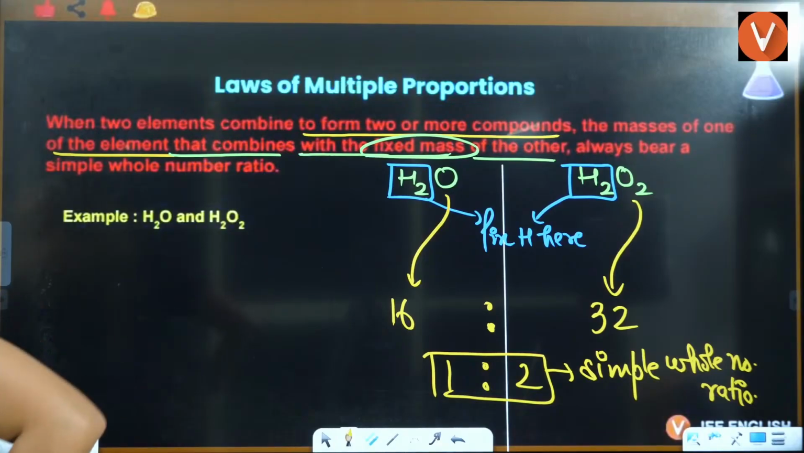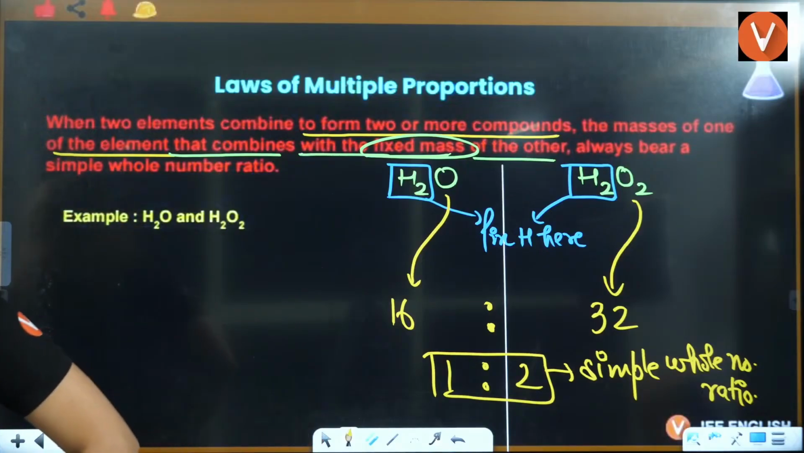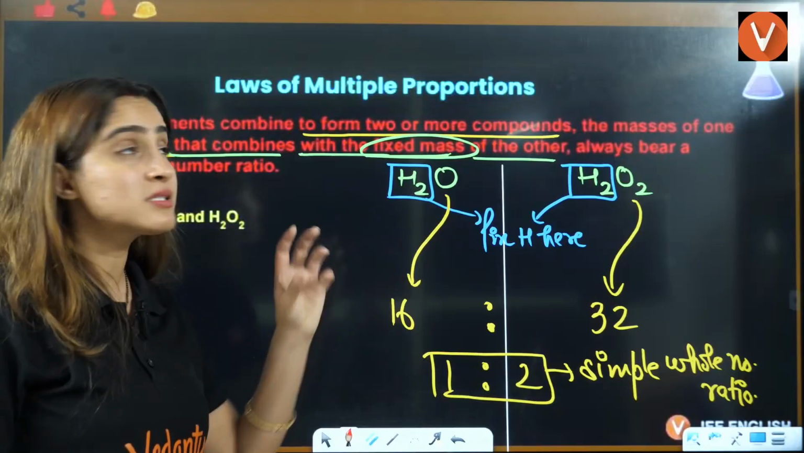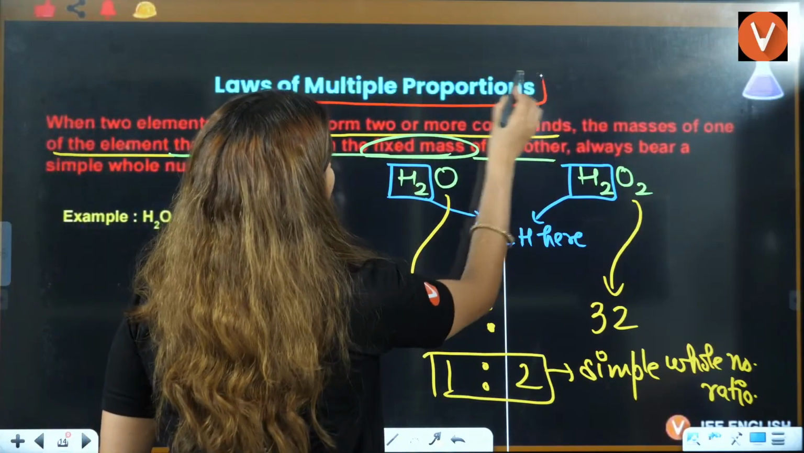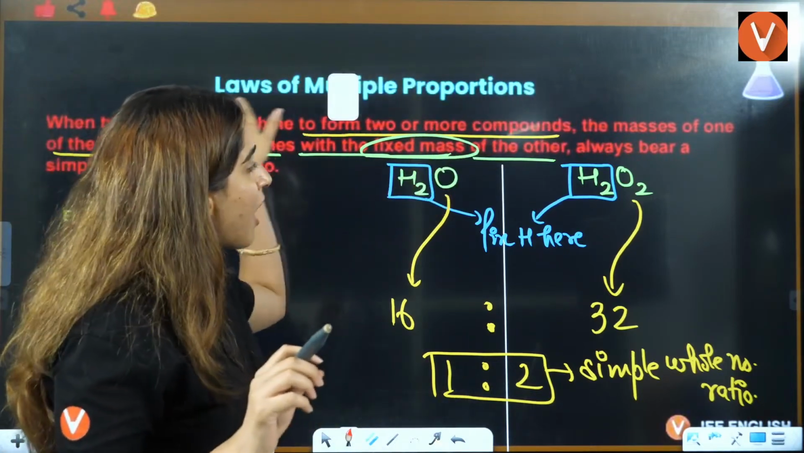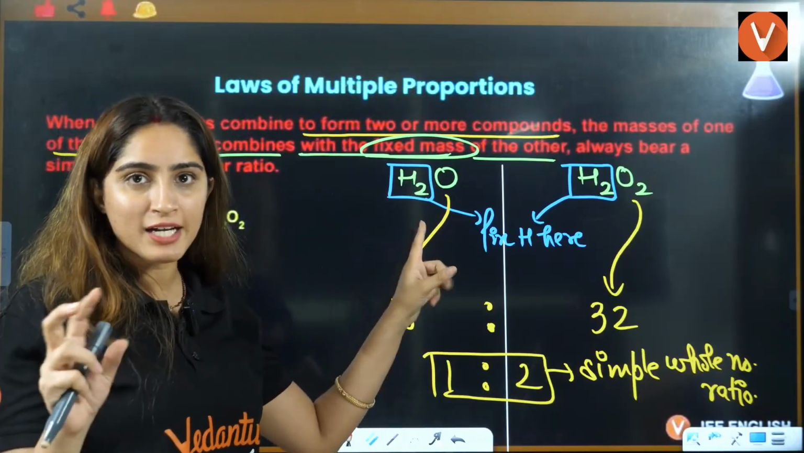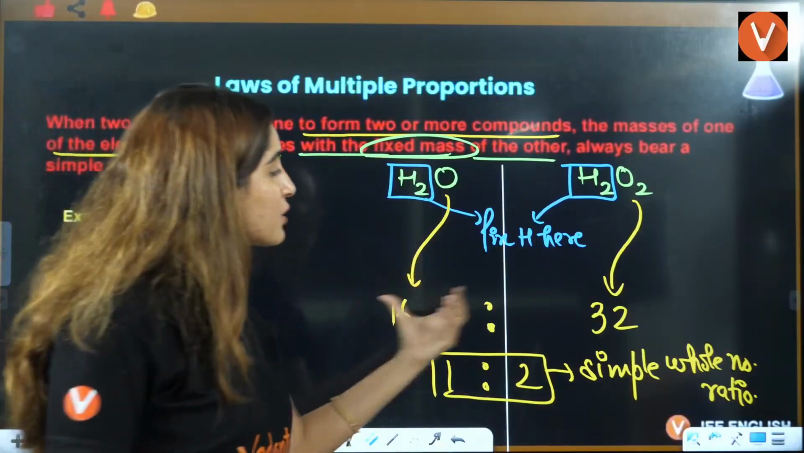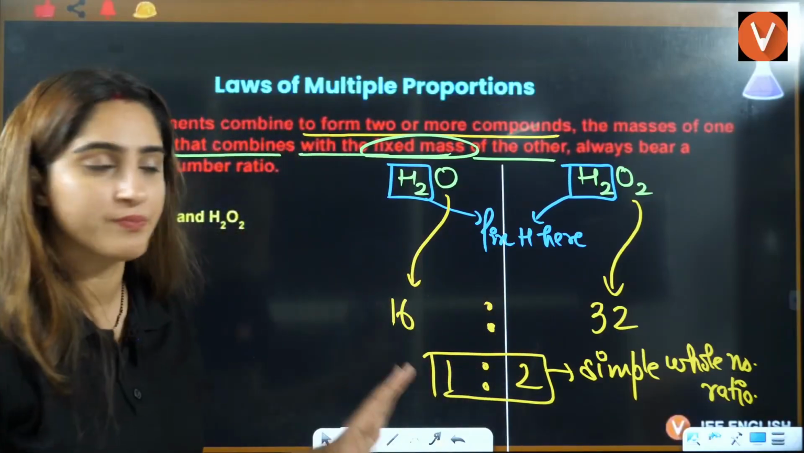Right? Okay. Everybody, is that clear? Yes, students. Is that clear? This is the law of multiple proportion. Why I'm teaching you with the help of examples is so that you can see that one of the atoms has a fixed mass, and the ratio of the other, where the mass is not fixed, is going to be in a simple whole number ratio.